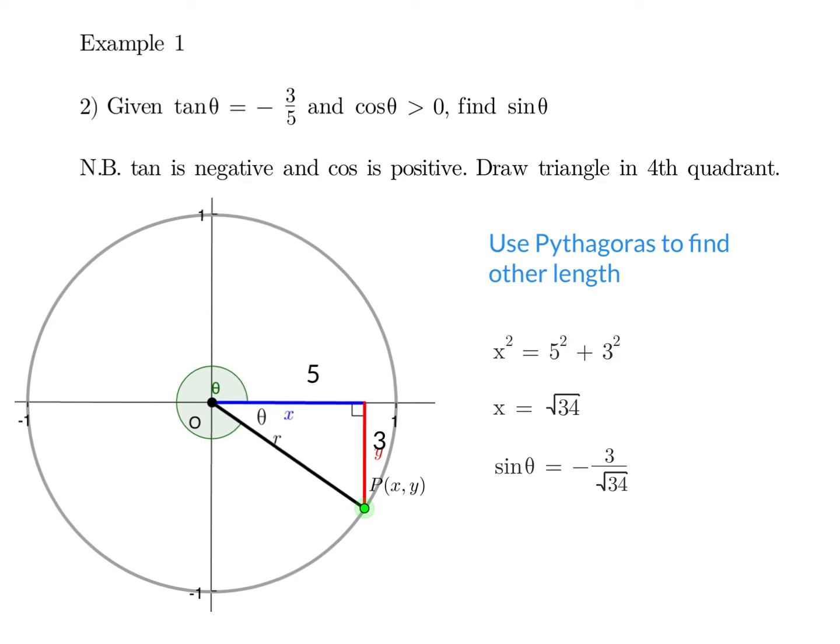With the second one, we've got tan theta is equal to negative 3/5 and cos is greater than 0, so cos is positive. So we've got tan is negative and cos is positive. So therefore we draw the triangle in the fourth quadrant.